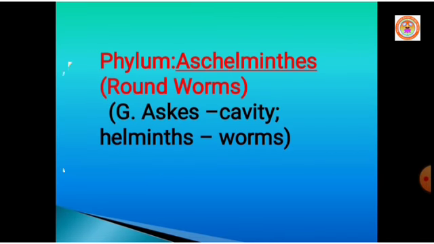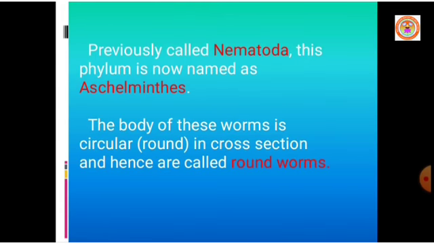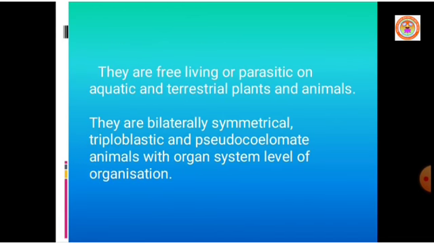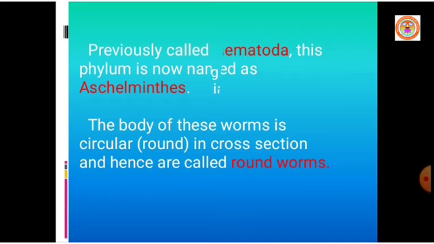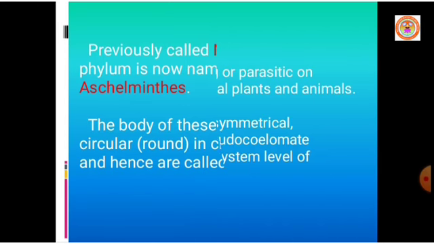Let us continue. Phylum Aschelminthes, called roundworms. In Greek language, askos or ascus means cavity, and helminth means worm. Dear student, Phylum Aschelminthes was previously called Nematoda. At present the name Nematoda has been changed into Aschelminthes. The body of these worms is generally circular in cross section, hence they are called roundworms.